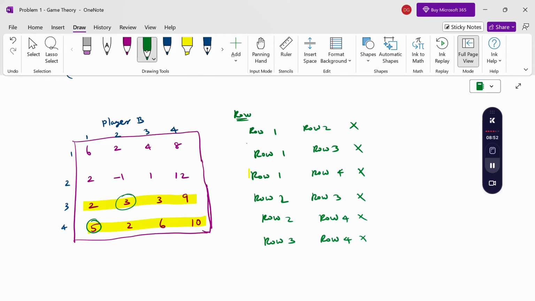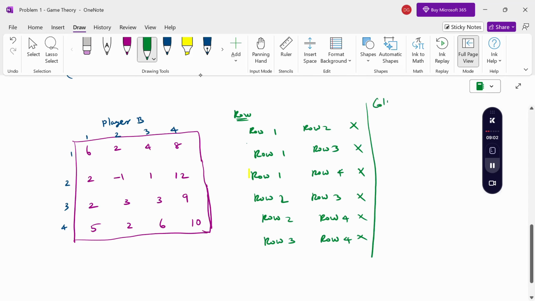So row wise is not possible. Now let us move on to check the columns. Column 1 and column 2 comparison: 6 is maximum, 2 is maximum, but 3 versus 2, the 2 is minimum and 3 is maximum. So column 1 and column 2 comparison is not possible.